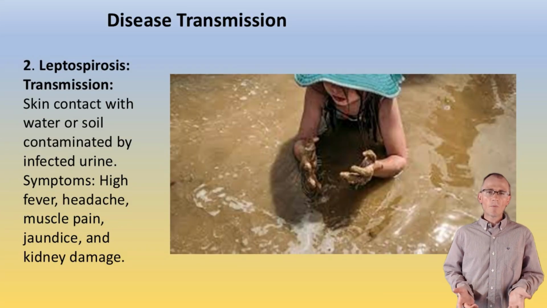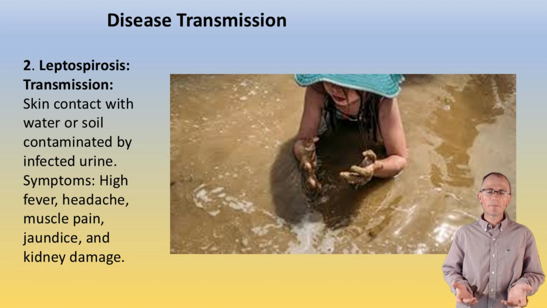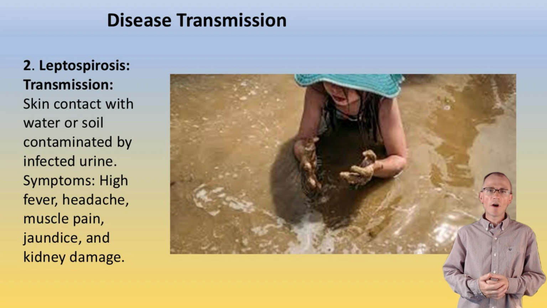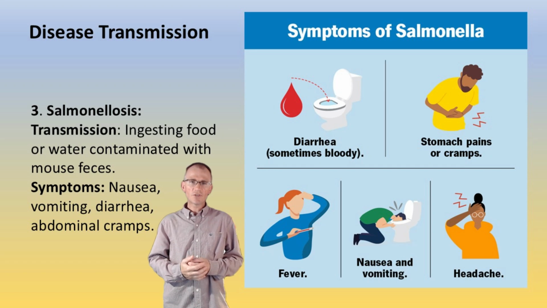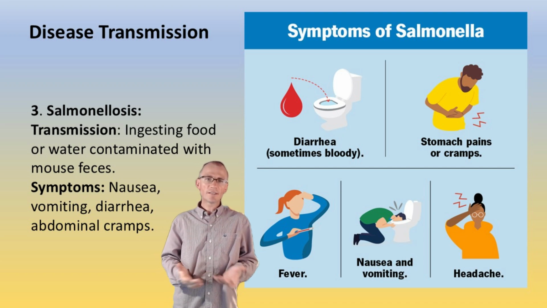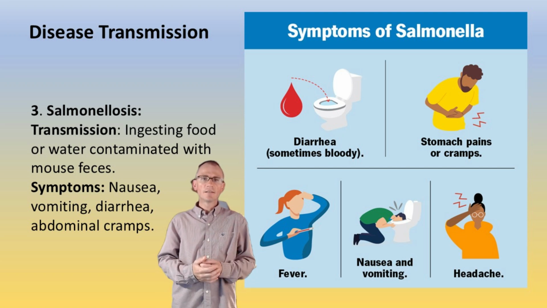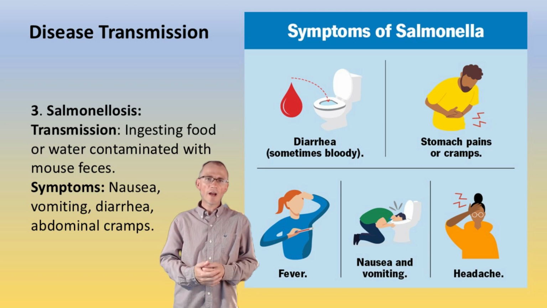The second disease we want to look at when it comes to disease transmission is leptospirosis. Transmission: skin contact with water or soil contaminated by infected urine. Symptoms: high fever, headache, muscle pain, jaundice, and kidney damage. When it comes to disease transmission, we also need to think about salmonellosis. Transmission is going to be by ingesting food or water contaminated with mouse feces. Symptoms: nausea, vomiting, diarrhea, and abdominal cramps.